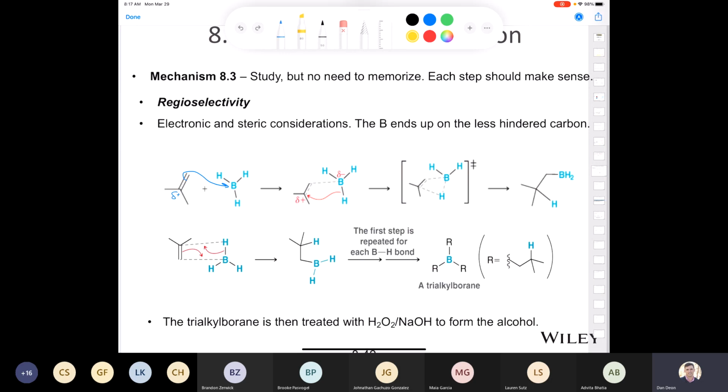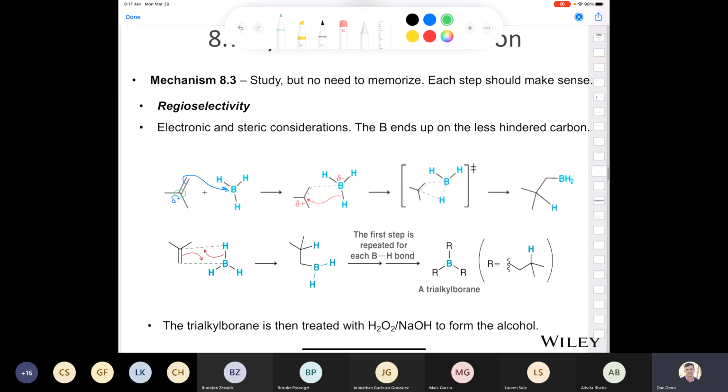That's why we end up with the borane or the boron being attached to the least hindered carbon. That's the electronic consideration. Now, the steric consideration is a lot simpler, I think, especially if you're just learning organic chemistry. You look at this carbon, it's more sterically hindered than this vinylic carbon, right? I should have just circled one, but you can see that this is more substituted than this one. And so the BH2 is going to get attached to the side that's least hindered. So that explains why the boron gets attached to the least hindered carbon.